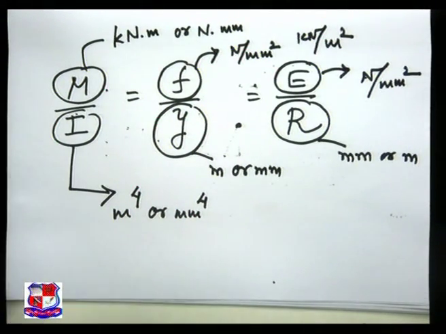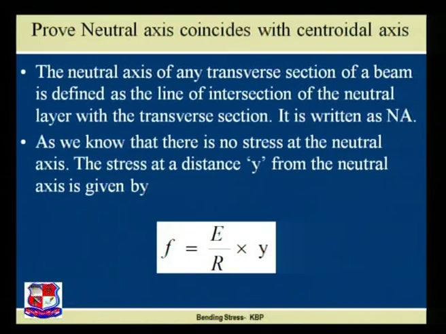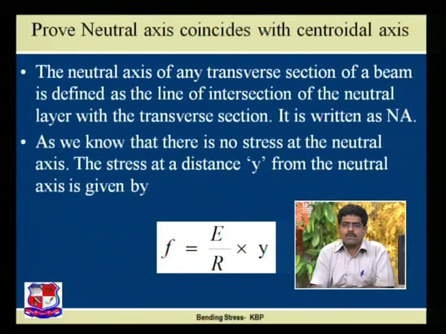So with this discussion, let us go ahead with the next one, and our intention is to prove the neutral axis coincides with centroidal axis. Now, the neutral axis of any transverse section of a beam is defined as the line of intersection of the neutral layer with the transverse section. It is written by NA. Repeat once again. The neutral axis of any transverse section of a beam is defined as the line of intersection of the neutral layer with the transverse section.